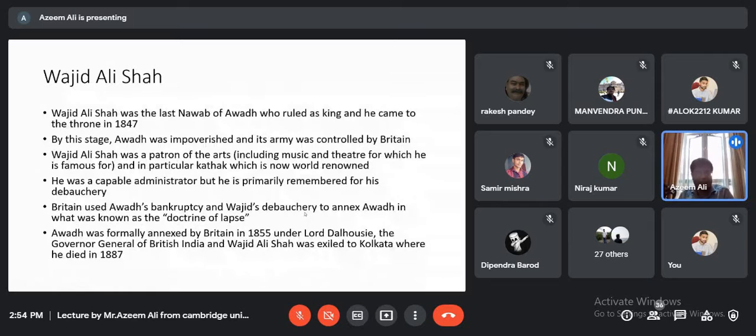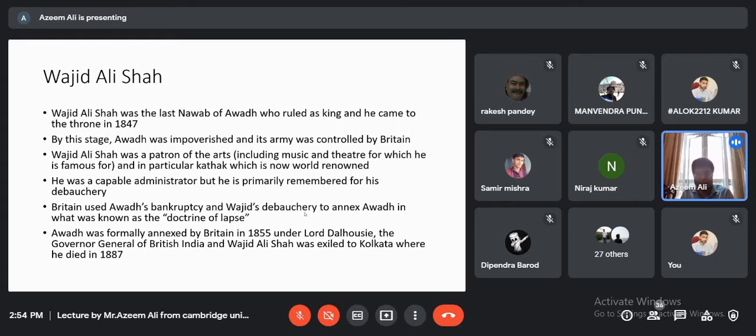And now looking at Wajid Ali Shah, the last Nawab of Awadh, who ruled as king. He came to the throne in 1847. By this stage, Awadh was impoverished and his army was controlled by Britain. Wajid Ali Shah was a patron of the arts, including music and theatre, which he's famous for. And he's also remembered as a patron of Kathak, which is now a world-famous form of Indian dance.